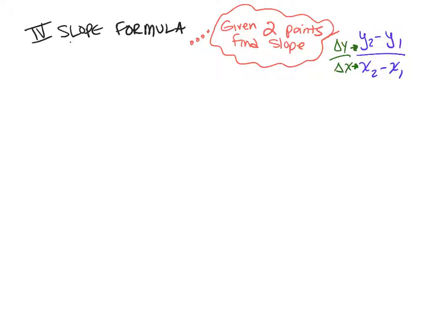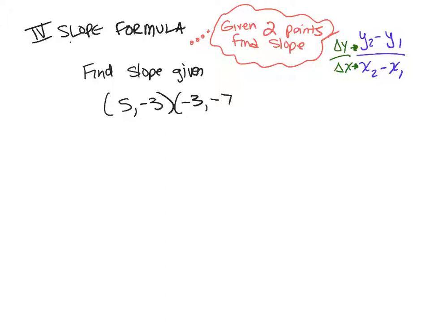So if I gave you 2 points, find the slope given (5, -3) and (-3, -7), you should immediately look at it and go, oh, I have 2 points. Oh, I can find the slope. That means my first point is this one. My second point is this one. When I go to substitute it into the formula, I just have to be careful about my minuses.